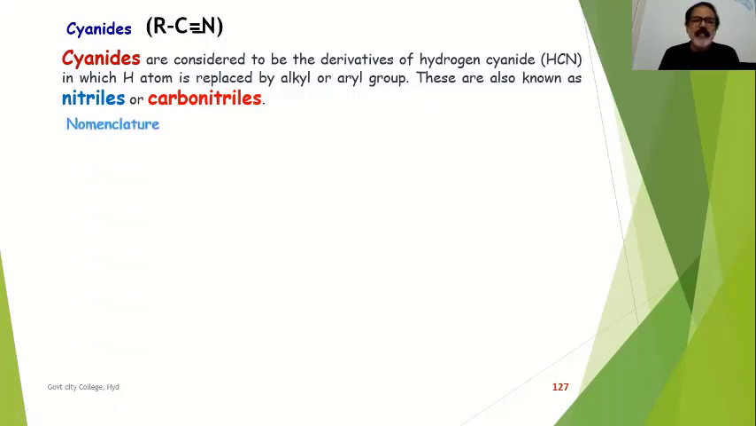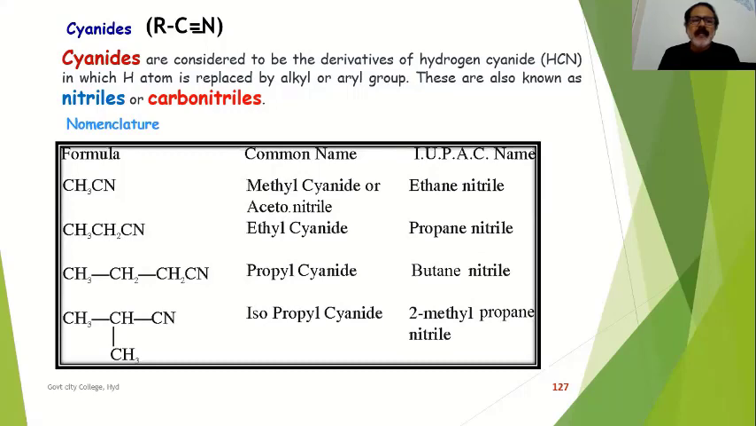Now the nomenclature part. Generally, cyanide comes as a suffix. A methyl group attached to cyanide is called methyl cyanide. If it is attached to ethyl, we call it ethyl cyanide. If it is attached to propyl, it is propyl cyanide. When it is attached to isopropyl, similarly, isopropyl cyanide.